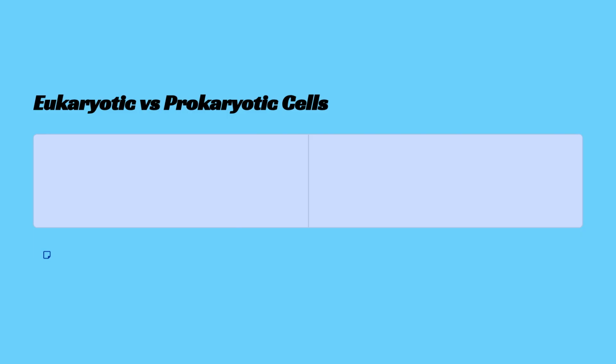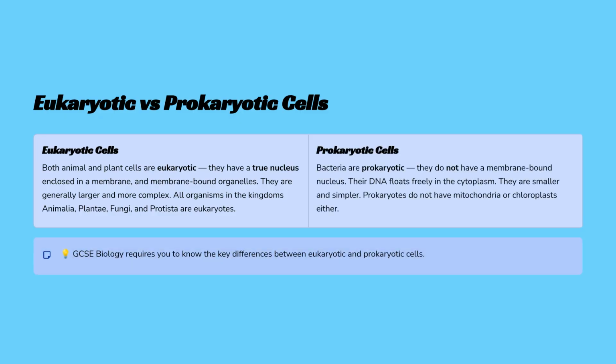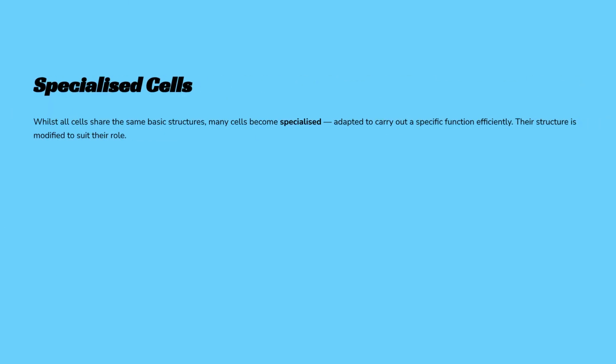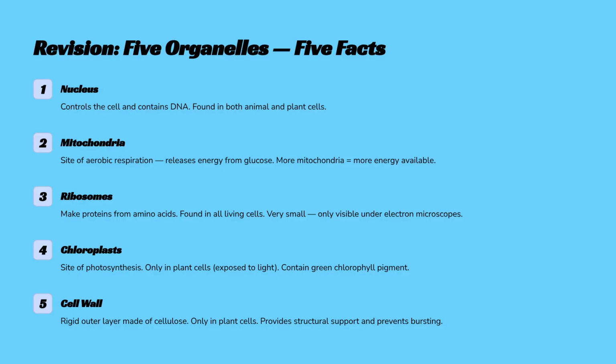Eukaryotic cells, like animal and plant cells, have a true nucleus and membrane-bound organelles. Prokaryotic cells, such as bacteria, lack a membrane-bound nucleus, and their DNA floats freely in the cytoplasm. This is a key difference to remember. Cells can be specialized to perform specific functions efficiently. For instance, red blood cells have a biconcave shape and no nucleus to maximize oxygen carrying capacity. Root hair cells have long extensions for increased surface area for absorption. Sperm cells have a long tail and many mitochondria for movement and energy to fertilize the egg.